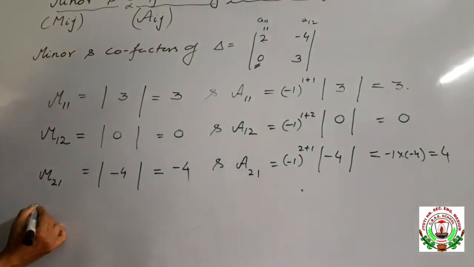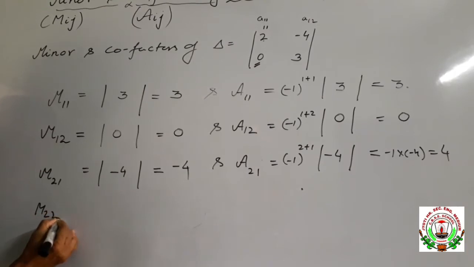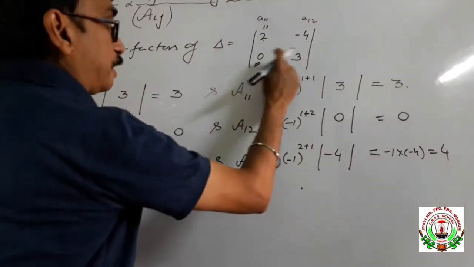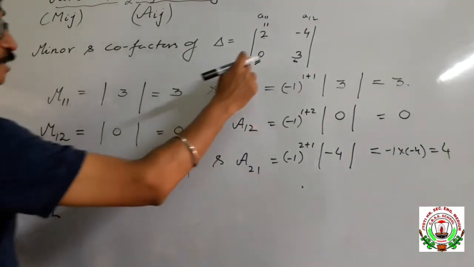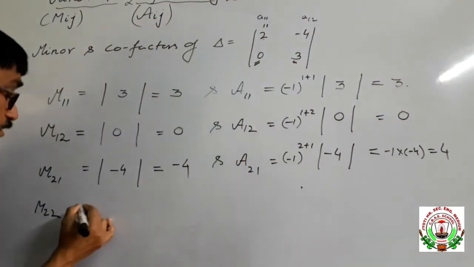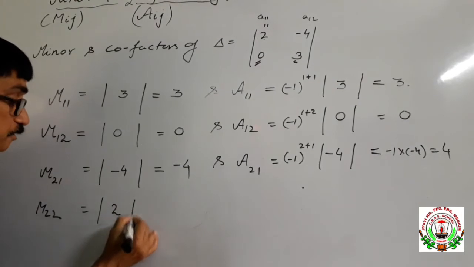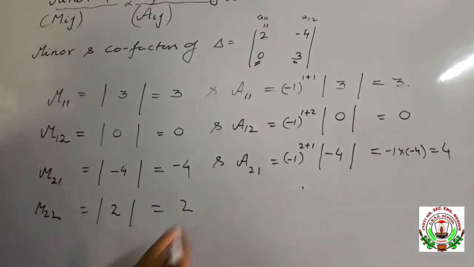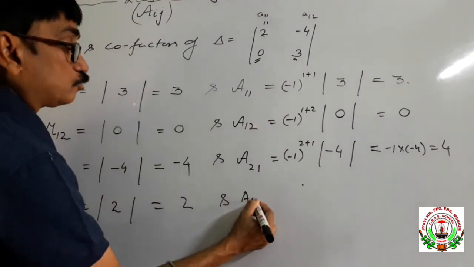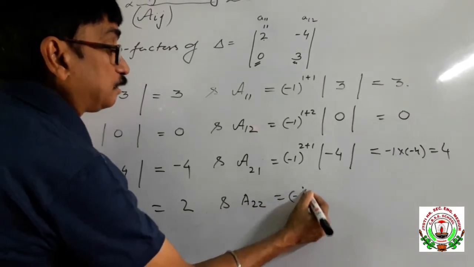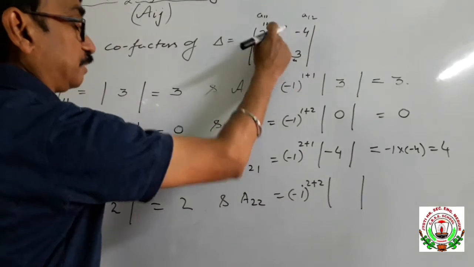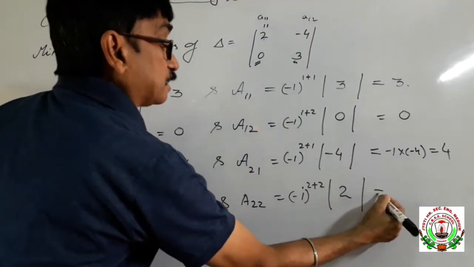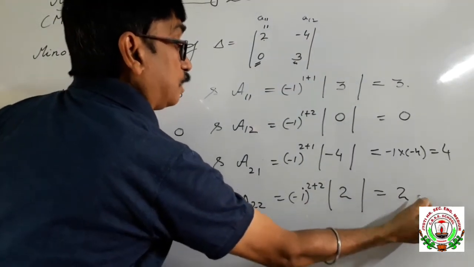And the last one, M22, the minor for the second row and second column element. If you delete the second row and the second column, we are left with only 2, so its minor is 2. And for the cofactor A22, minus 1 to the power 2 plus 2, with the second row and second column deleted, we are left with 2, so we get the answer 2.